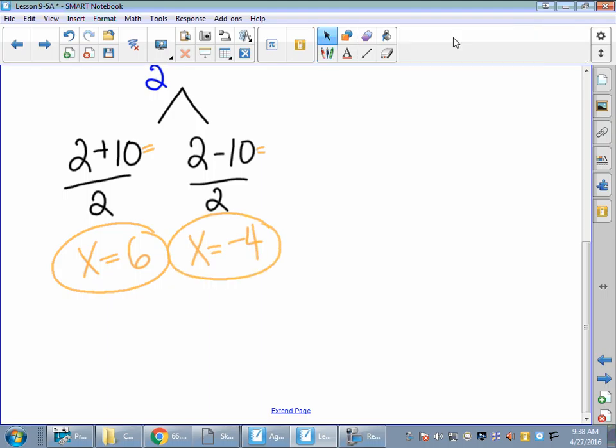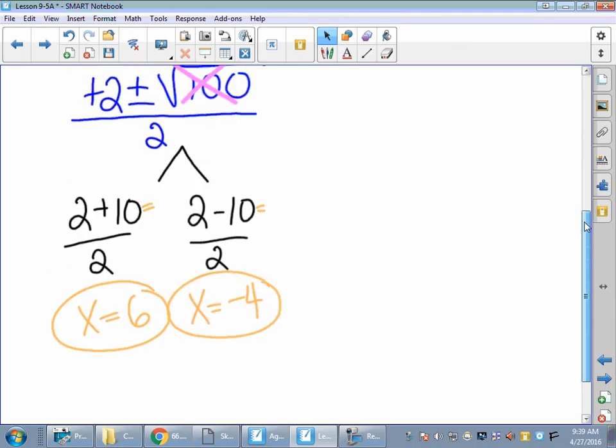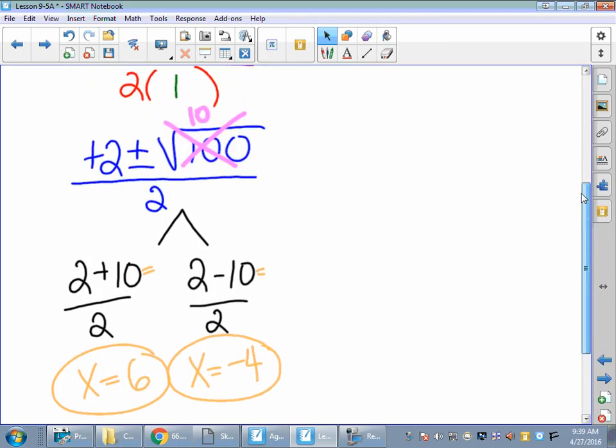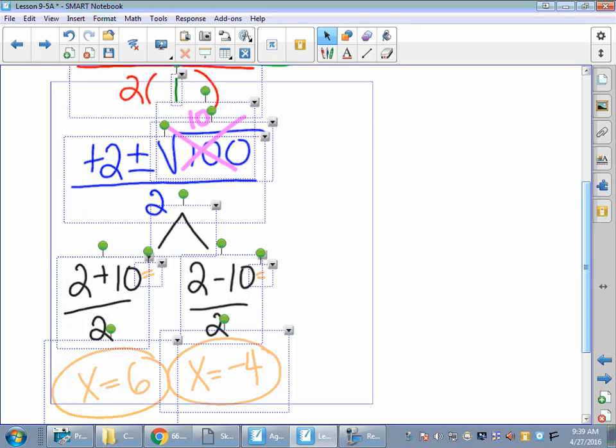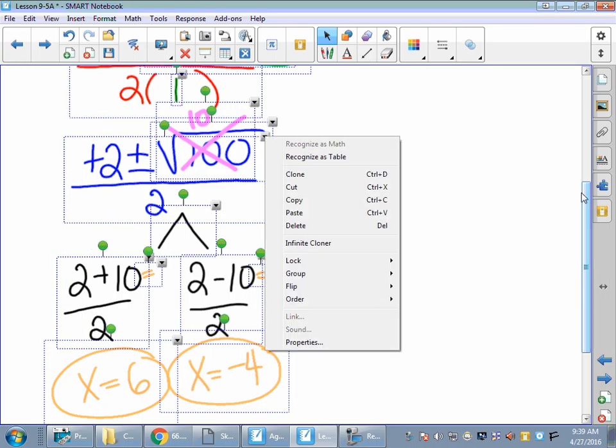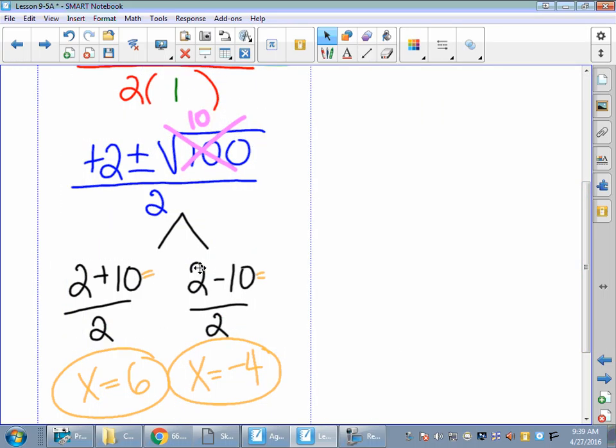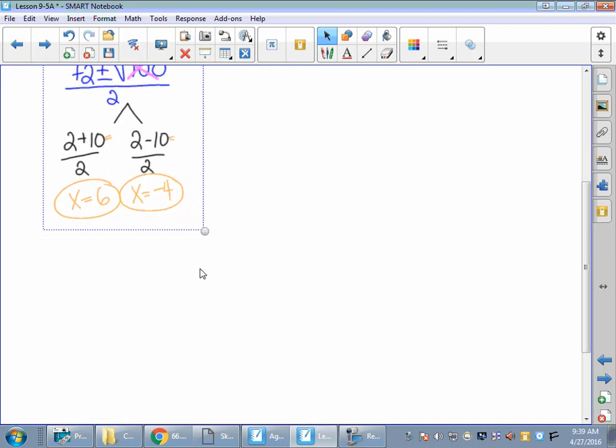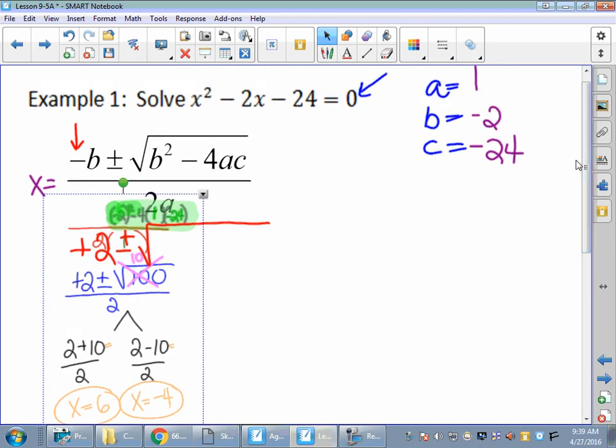We have solved that. If we had graphed that equation, we would have had x-intercepts at 6 and -4. If we had completed the square, we would have solutions of 6 and -4. If we had factored that, we would have had solutions of 6 and -4. It works every time. Quadratic formula is a great fallback method because it always works. All you have to really do is get used to the formula, identifying your A, B, and C, making sure it's equal to 0, because that could really goof you up.